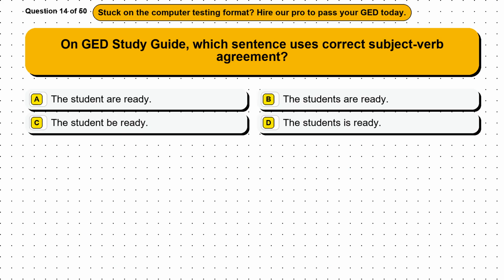Question 14. On GED Study Guide, which sentence uses correct subject-verb agreement? Option A. The student are ready. Option B. The students are ready. Option C. The student be ready. Option D. The students is ready.